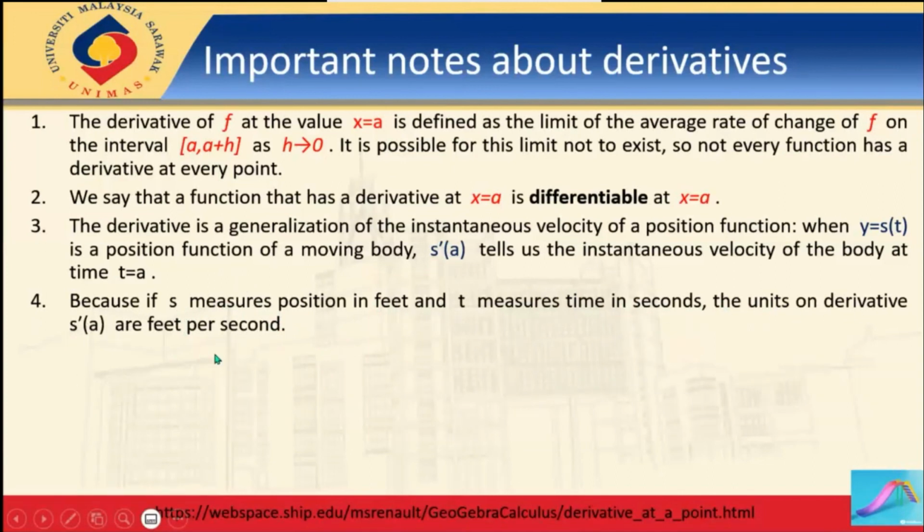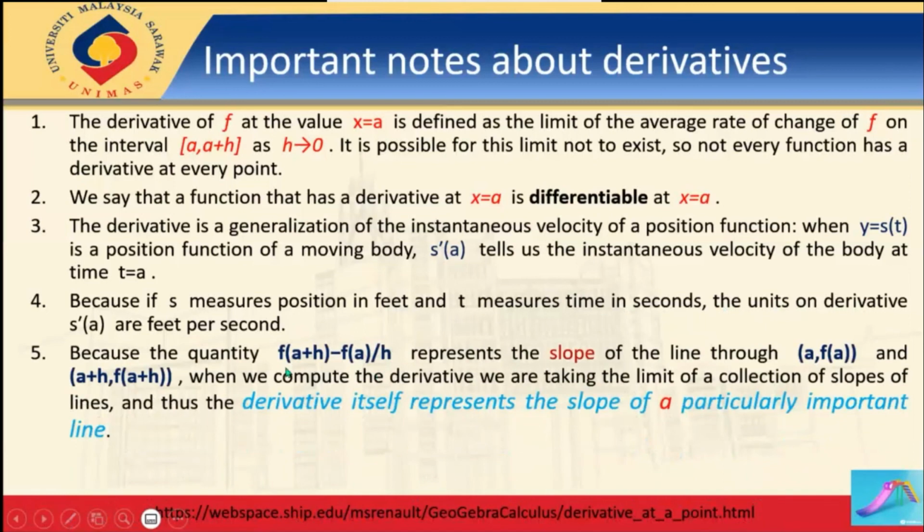Feet per second. The quantity f of a plus h minus f of a divided by h represents a slope. You know that the slope means the change between two points. If you have two points like this and you connect them, this line is called the slope. So f of a plus h minus f of a, divided by h, represents the slope through the points a, f of a and a plus h, f of a plus h. So the derivative itself represents the slope of a particularly important line.